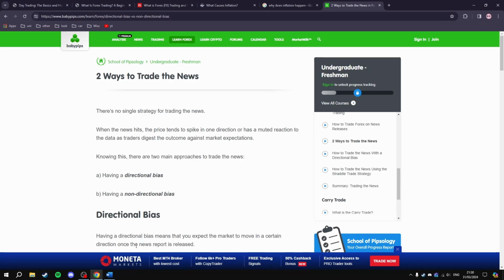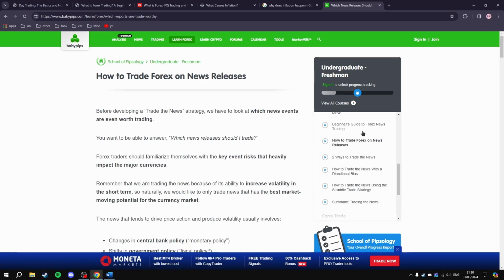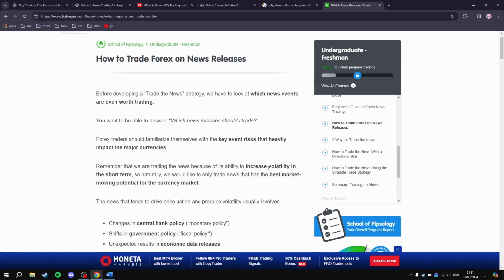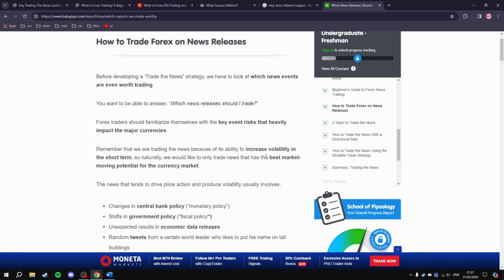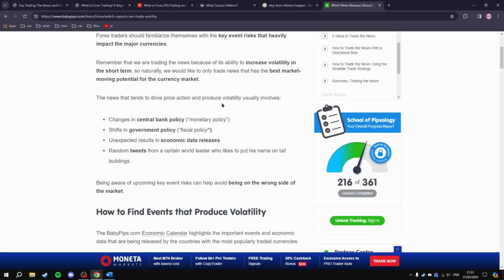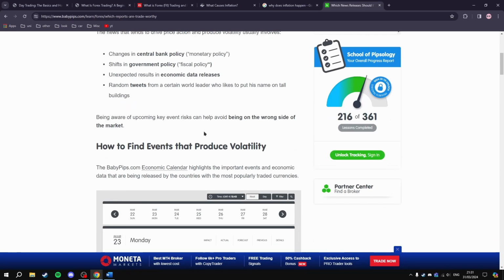So in the last episode we went through how to trade Forex on news releases, basically looking at which news events are even worth trading, and then familiarizing ourselves with key event risks that heavily impact the major currencies. So the news that tends to drive price action and produce volatility usually involves central bank policy, government policy, economic data releases, and random tweets from a certain world leader.